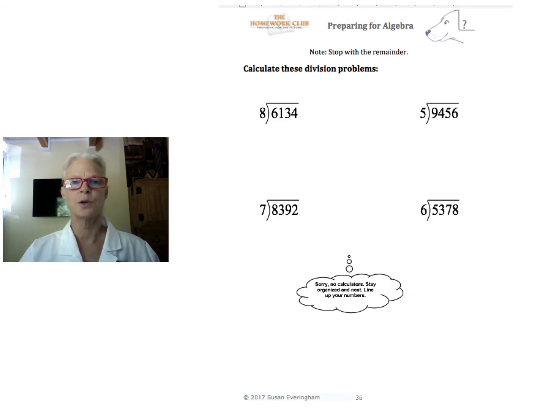Here's our division practice. Go ahead and figure out these 4. Answers are in the back of the book, and we'll resume on page 37.